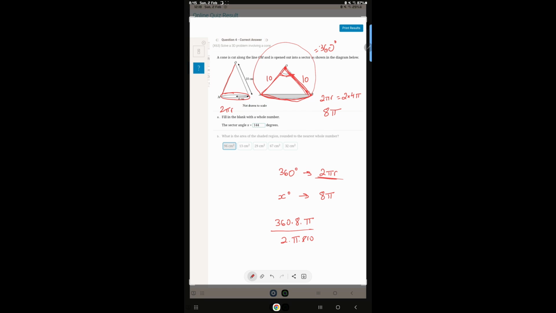You can simplify on your calculator, so divide by 2 here. This cancels out, this becomes 4. Your pi cancels out. So you have 360 times 4 over 10, cancel these, so 36 times 4, which is equal to 144 degrees, which is your answer over here.